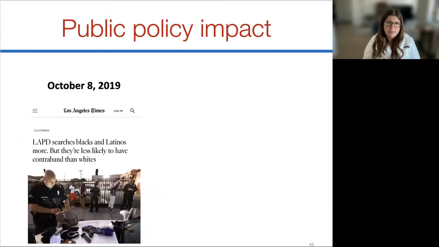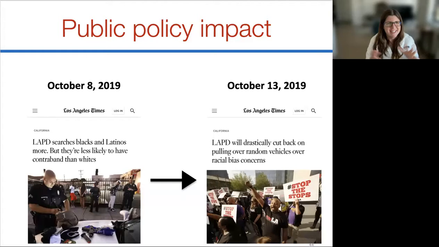To speak briefly about the public policy impact and non-academic impact of this work, in 2019, some journalists were able to take this fast version of the threshold test with some help from our team and use it to show that the Los Angeles Police Department was searching Black and Hispanic drivers on the basis of lower thresholds. And in response to that, this is kind of why journalists are nice, because they don't just write papers that no one can read, the LAPD, the Los Angeles Police Department, announced that they would dramatically cut back on pulling over random vehicles in an effort to reduce this racial bias.